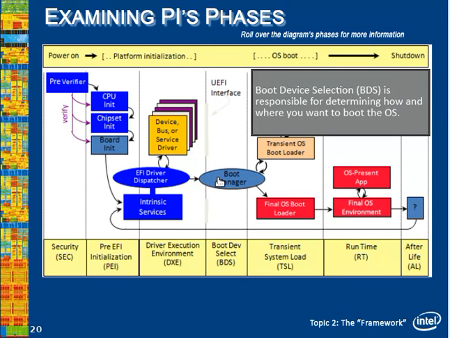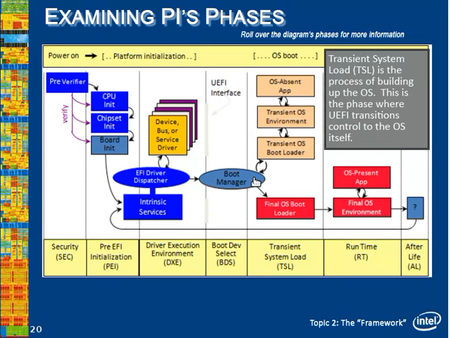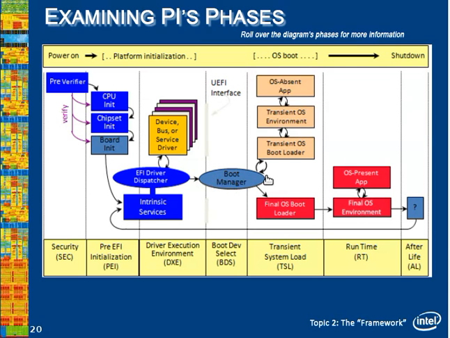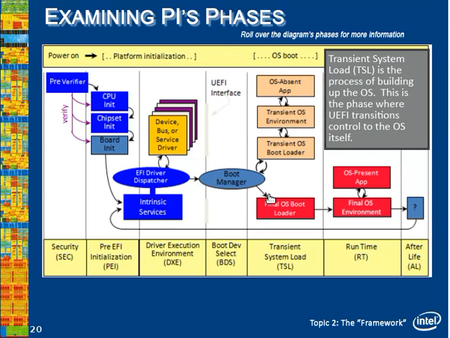Boot Device Selection, or BDS, is responsible for determining how and where you want to boot the OS. Transient System Load, or TSL, is the process of building up the OS. This is the phase where UEFI transitions control to the OS itself.